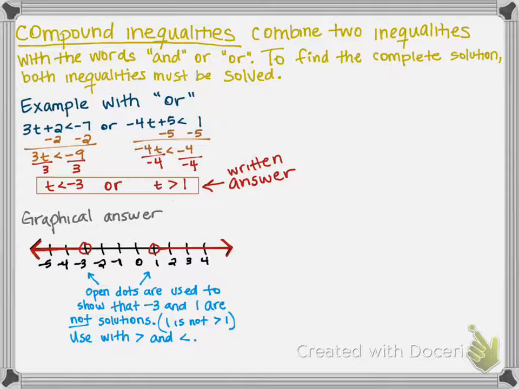Anyway, both portions must be bolded to show the complete answer. Notice that in this one I didn't have solid dots, I have open dots, and those are used to show that negative 3 and 1 are not solutions. So in this case, I can't say that, for example, 1 is an answer because 1 is not greater than 1. It might be equal to, but it's not greater than. So we use these open dots when you just see the greater than or less than signs. We use the closed dots when you see greater than or equal to and less than or equal to.